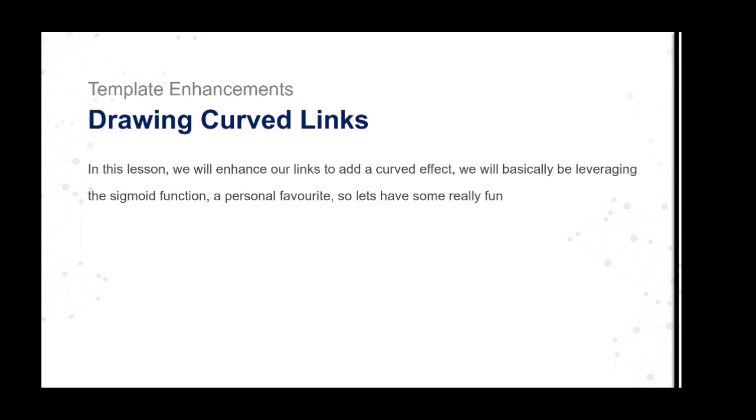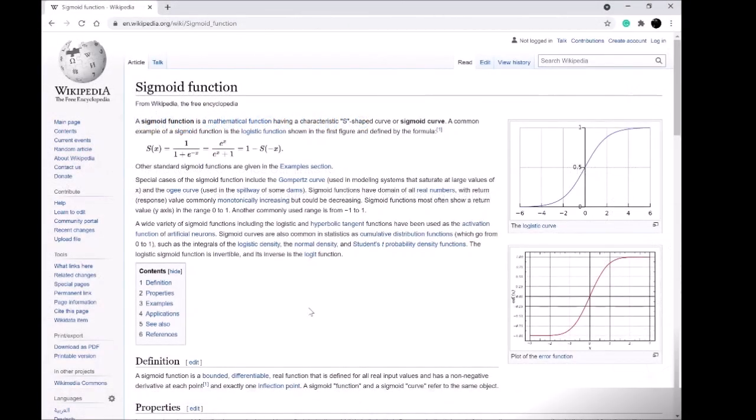But first, what on earth is a sigmoid function? Glad you asked. Let's go to Wikipedia and find out. And here we have it. A sigmoid function is a mathematical function having the characteristics of an S-curve or sigmoid curve. So the key is that it's a function that we're going to apply to our links only. And we have to apply it in such a way that it connects the top and the bottom in such a way that it really looks quite nice.